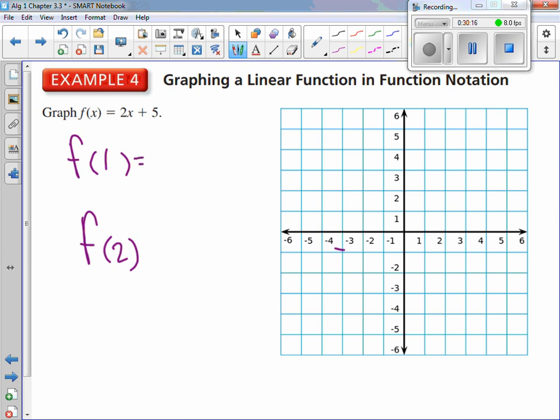So we're going to plug them in. So f of 1 would be what? 2 times 1 plus 5, yes? Well, 2 times 1 is?